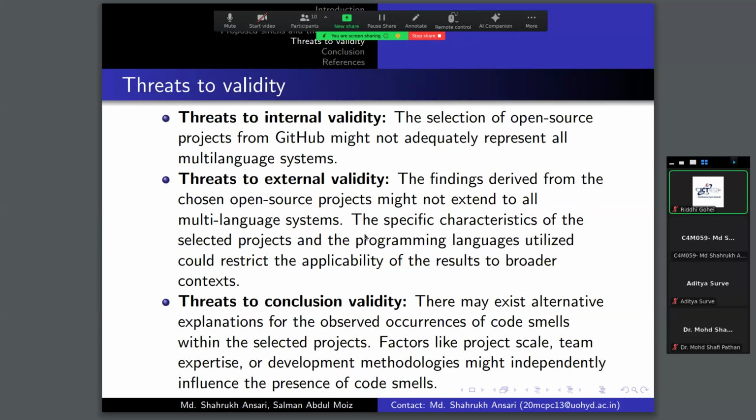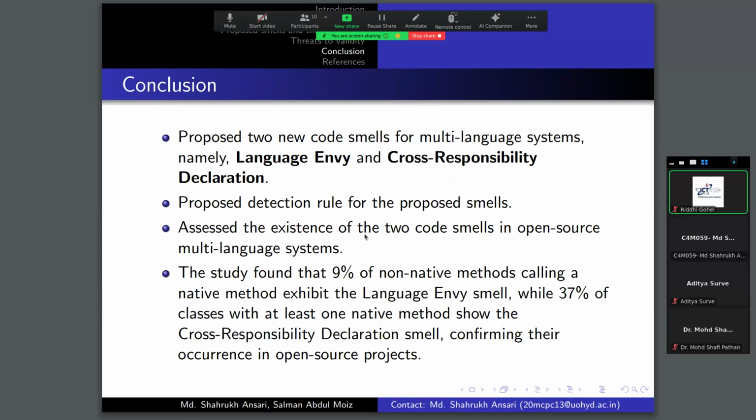Okay, I'm concluding. These are the threats to validity. I think we have less time, we can skip this. So this is the conclusion.